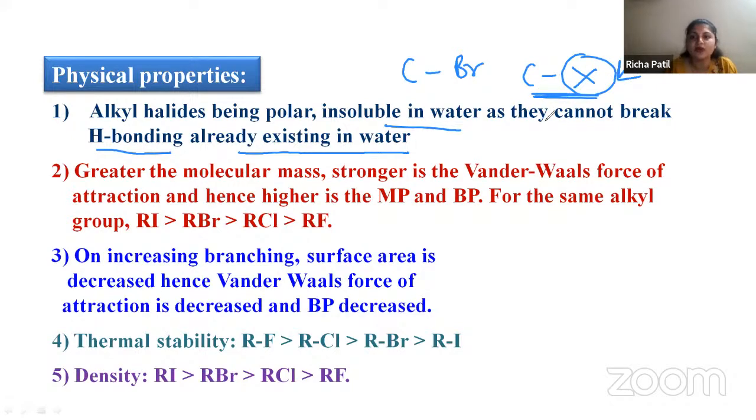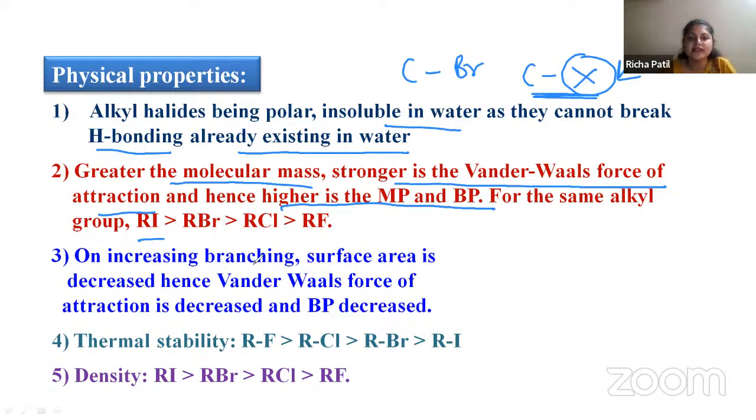Why is it insoluble in water? Because they cannot break the hydrogen bonding. Then, the greater the molecular mass, the stronger the van der Waals force of attraction. As the number of carbons increases, the molecular mass increases, the van der Waals force of attraction becomes more, and the boiling point and melting point will also be high. For the same alkyl group, RI will be more than RBr, then RCl and RF.